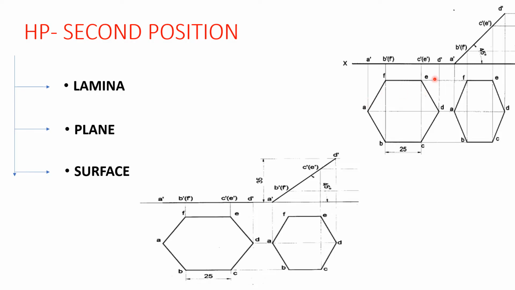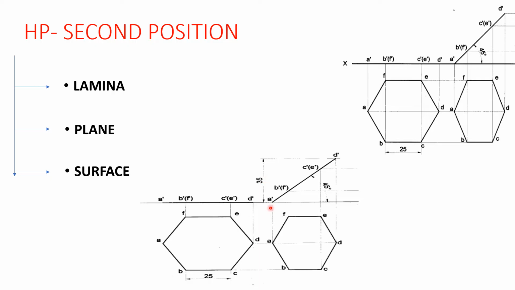Most of the problems will give the inclination. Either they will say the lamina is inclined, the plane is inclined, or the surface is inclined. For example, the plane is resting on one of its corners and the lamina is inclined at 45 degrees to the HP. There is one more option by which they can ask: the plane is resting on one of its corners and the opposite corner is 30 millimeter above the HP.